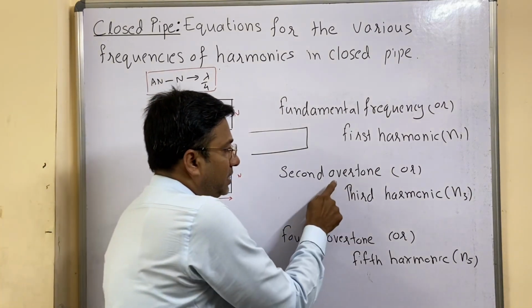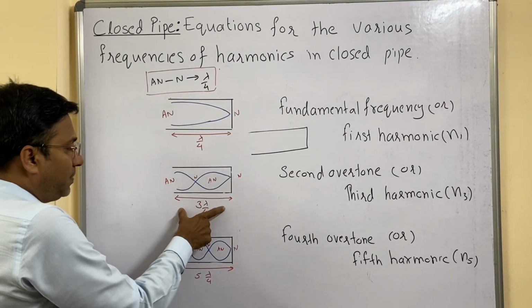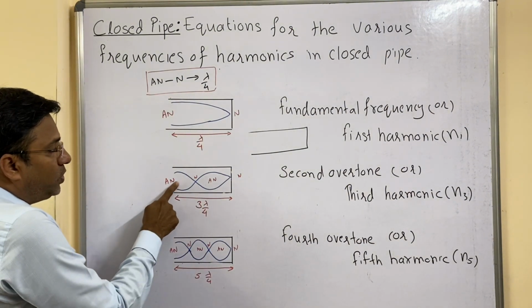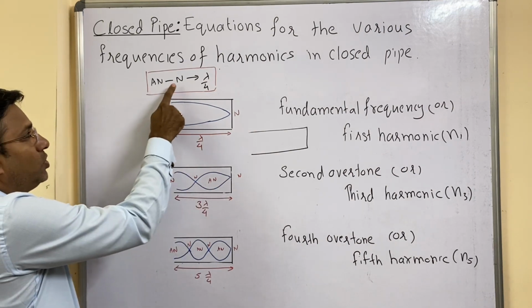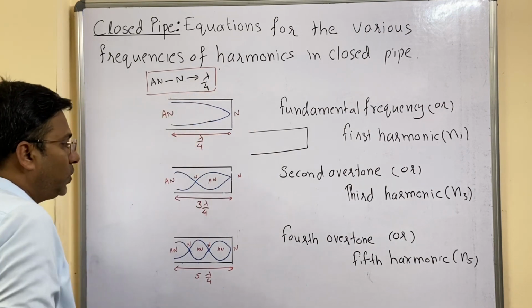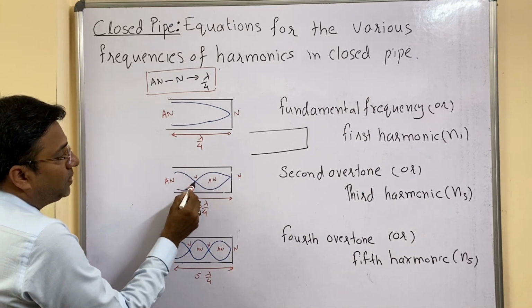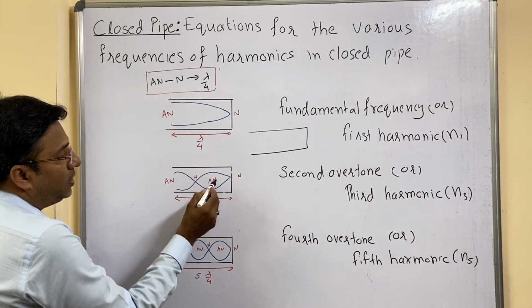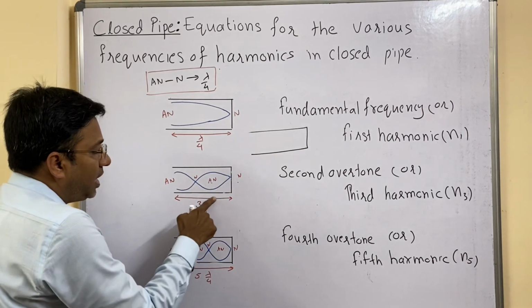In the second case, that is the second overtone or third harmonic, the waves will be like this. In this case, you can see one antinode, one node, antinode and node. You know that antinode to node is lambda by 4. So from here to here is the first lambda by 4, from here to here the second lambda by 4, and from here to here the third lambda by 4. That's why we have written here 3 lambda by 4.